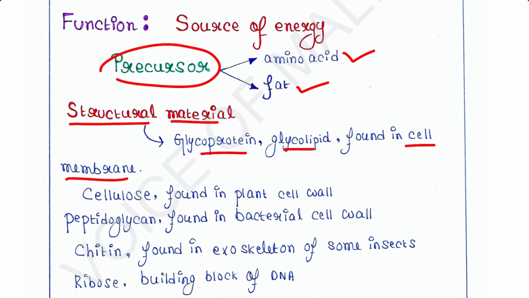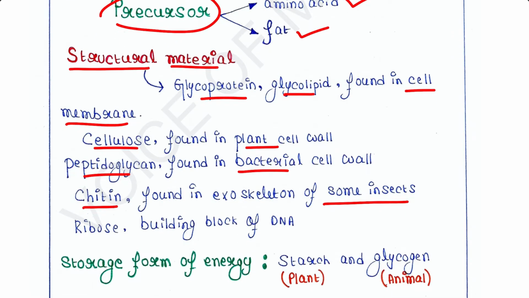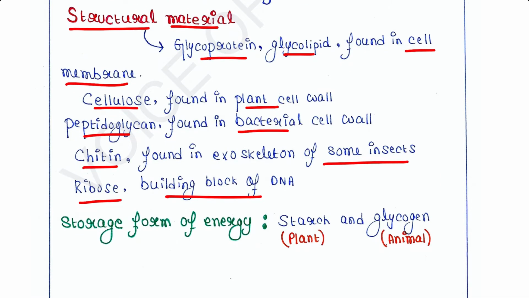Cellulose and peptidoglycan are the structural units of plant and bacterial cell wall respectively. Chitin is the structural material in exoskeleton of some insects. Ribose is the building block of DNA. Carbohydrates such as starch in plant and glycogen in animal are the storage form of energy.